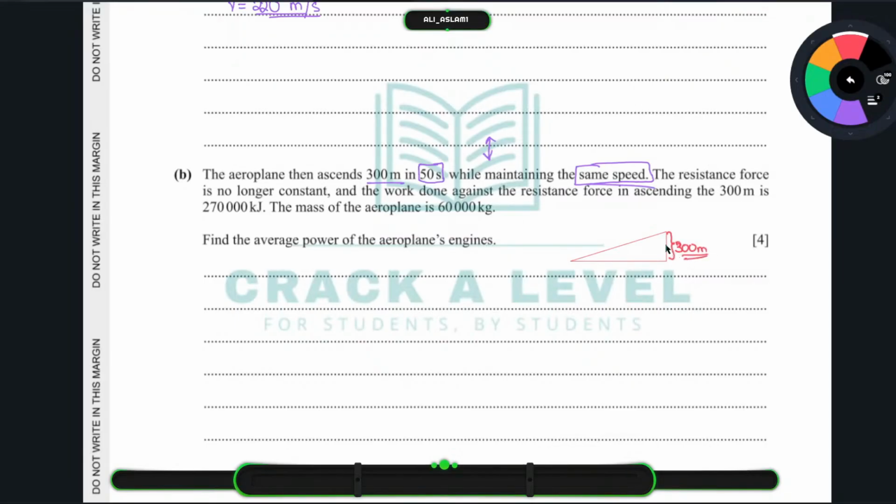So 300 meters, and the mass is this. Apparently, we are using mgh. So the time taken to rise this, at the same speed, the work done against the resistance in ascending is 2070.